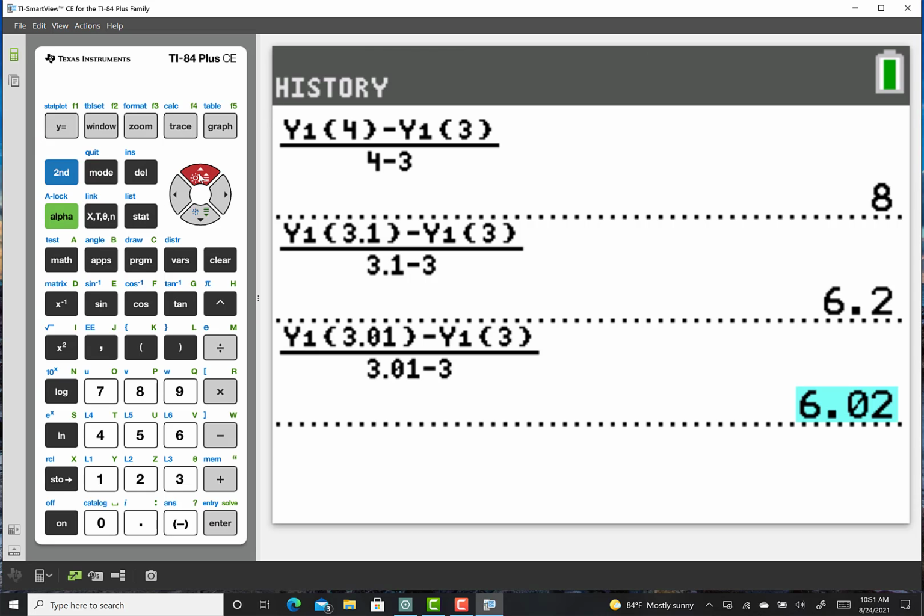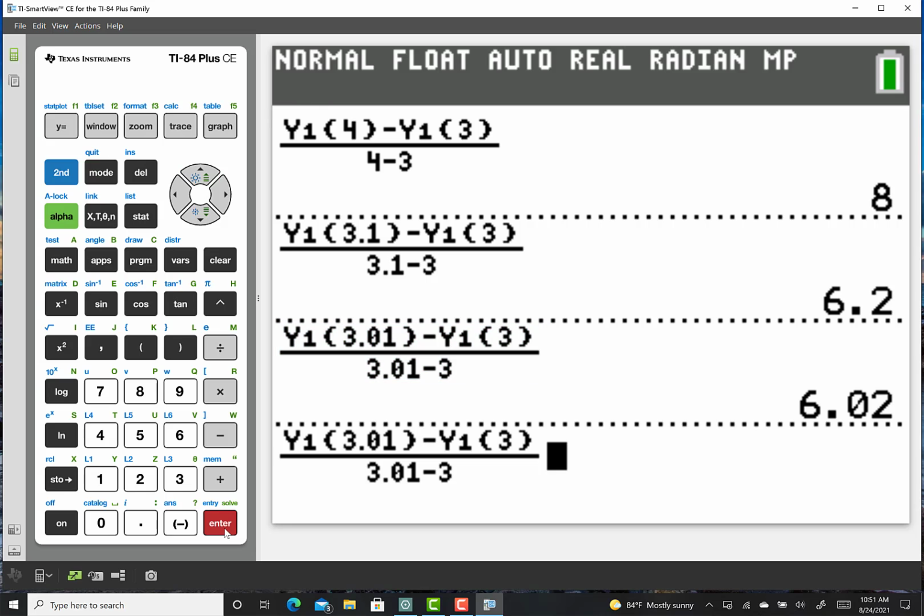I think you can scroll up, guys, and push enter. And there it is. And then you can just go 3.001. Second, insert 0. And then let me scroll up. Second, insert 0. All right, let's see.